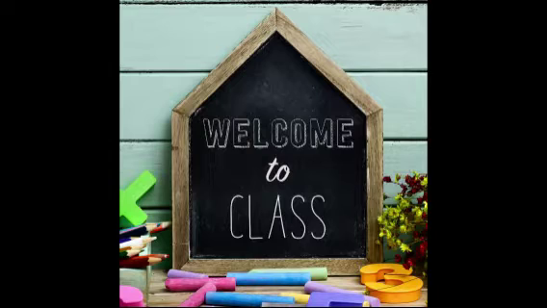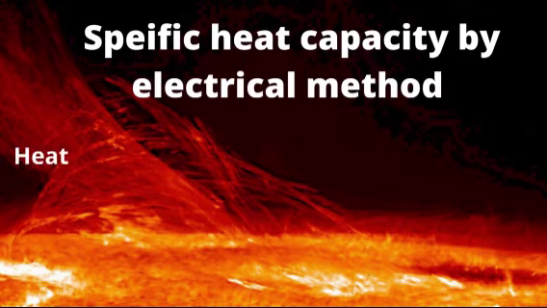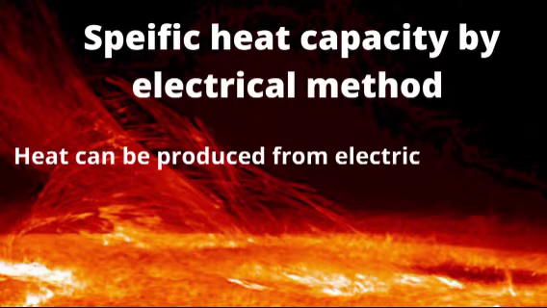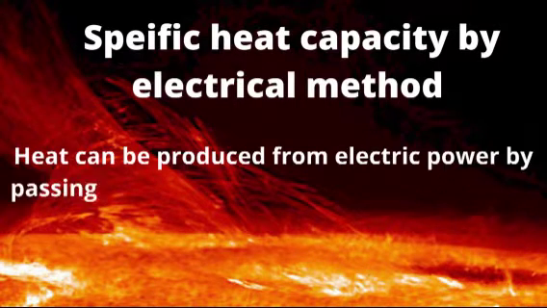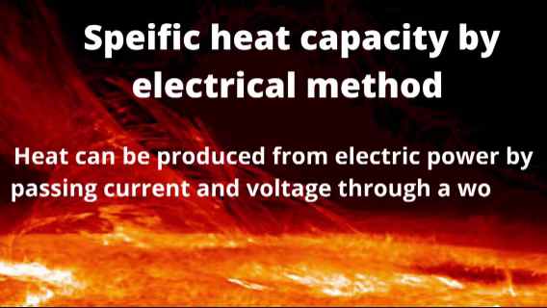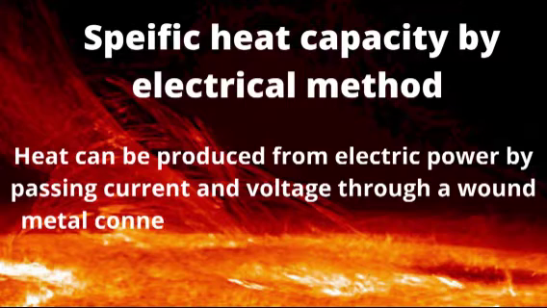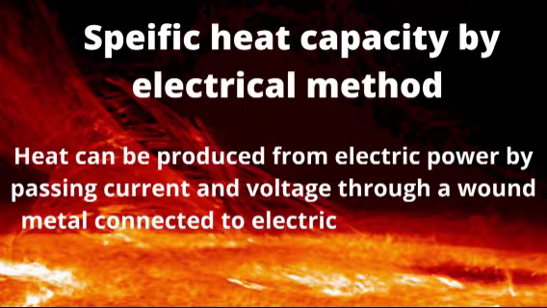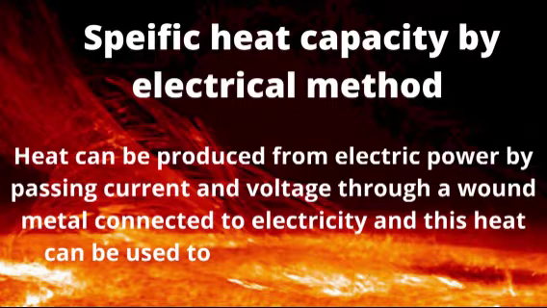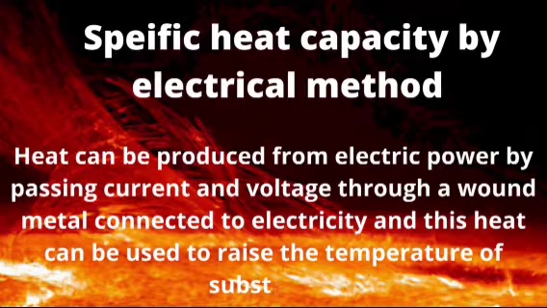In this topic, or this week, we'll be looking at, first, the specific heat capacity by electrical method. This talks about the production of heat from electrical power, which involves current and voltage passing through a conductor. In this case, the conductor is a metal that is coiled.